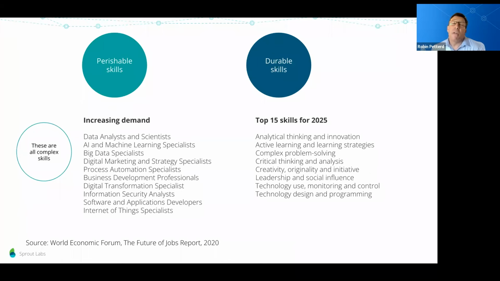These lists of skills that are sorted into perishable and durable skills come from the World Economic Forum Future of Jobs reports. Essentially, these are a set of durable skills that keep on emerging and being seen by chief HR officers of the future skills. And then the increasing demand are the skills that are becoming more important.